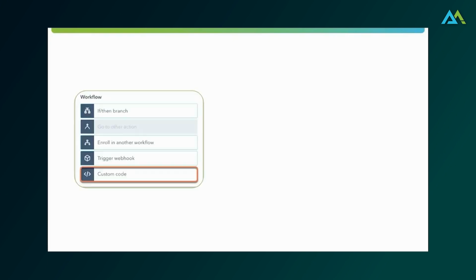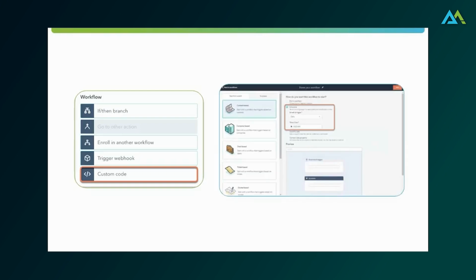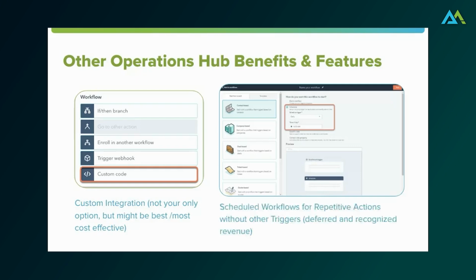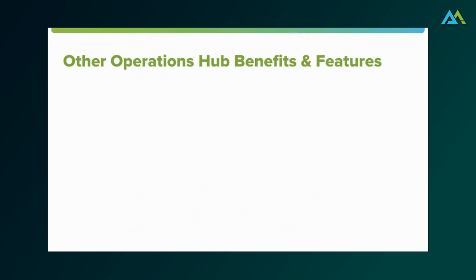So some other things, like I'm just going to cover this real quick. Other Operations Hub features and benefits, right? So we have custom coded workflows. We can trigger workflows based on webhooks and roll into other workflows. We have scheduled workflows for repetitive tasks, right? Those are things that end users can use, even if they're not a developer.